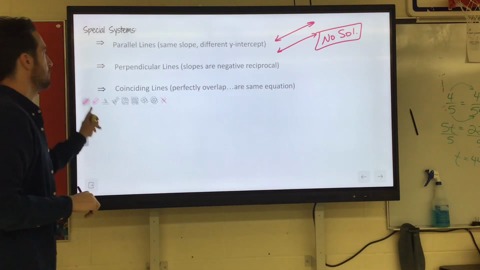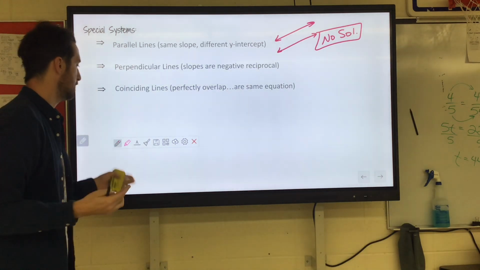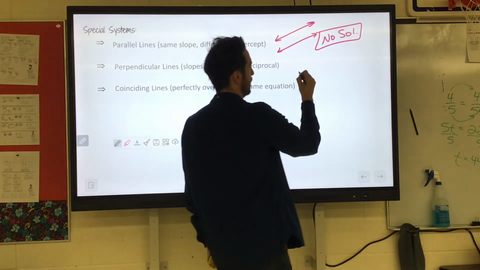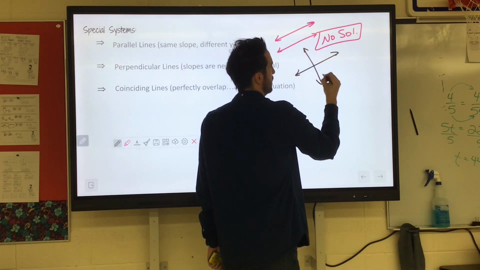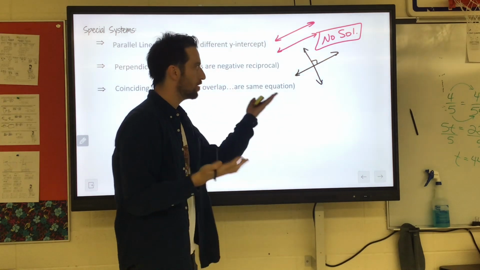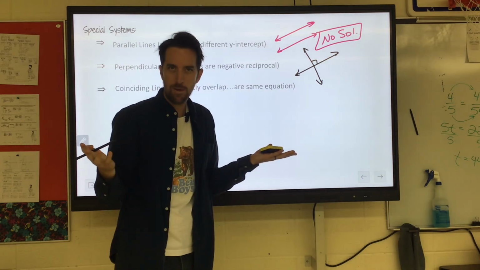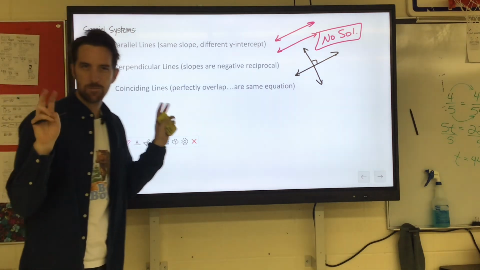There's another one, perpendicular lines. The slopes are the negative reciprocal of each other. Now that's not super important because, I mean, when you have perpendicular lines, they form a 90-degree angle. Okay, whatever. They're going to cross at one point. That's all gravy. The other weird one, though, so that one isn't even that special.